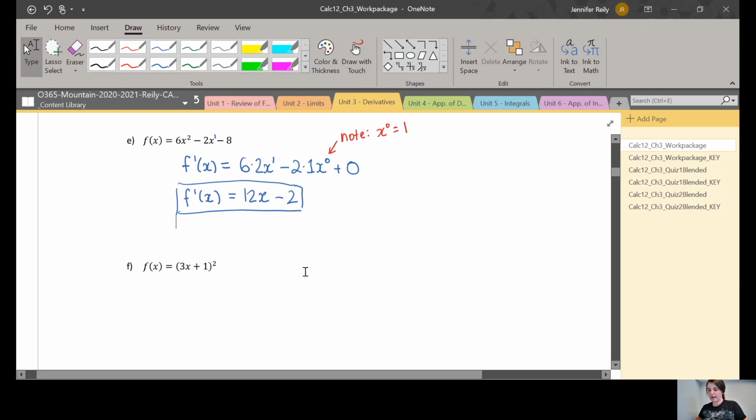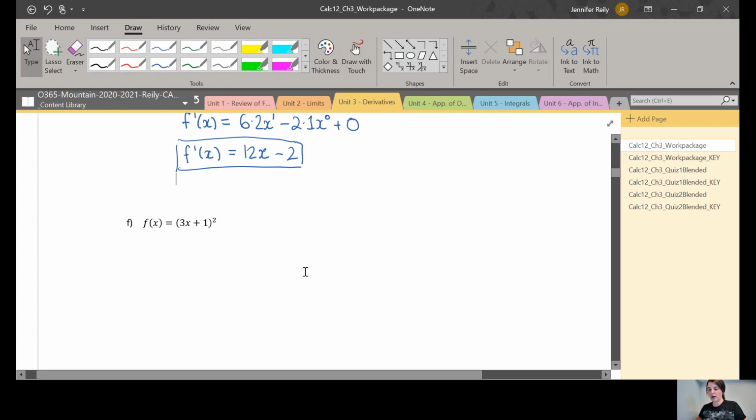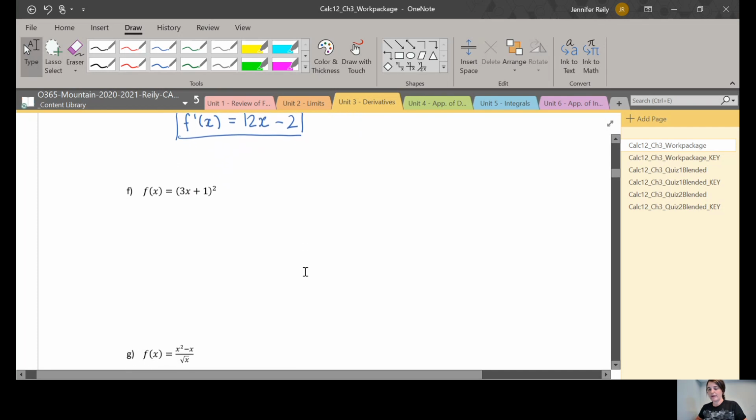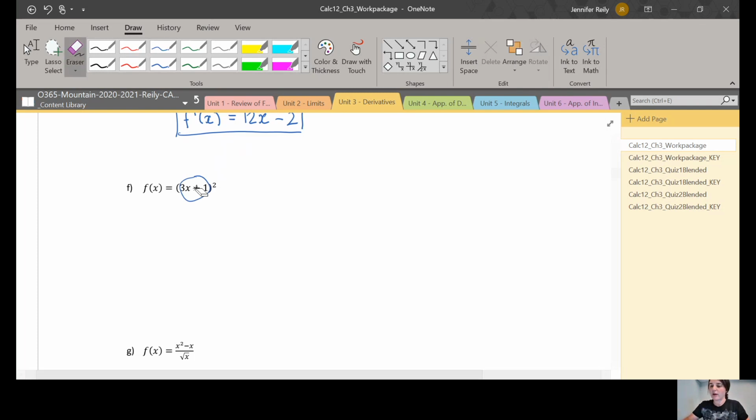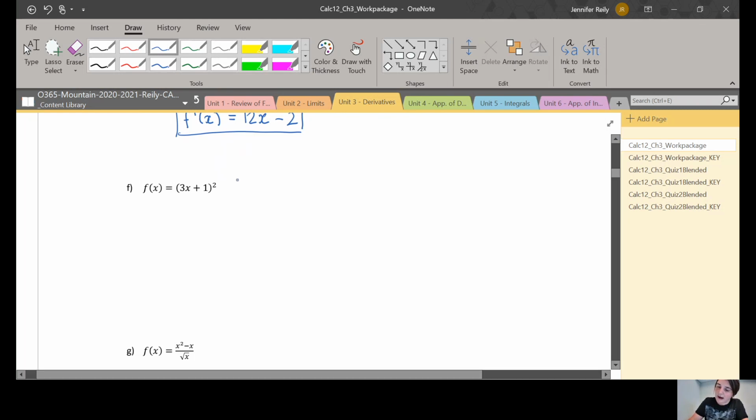Okay, next one. We have 3x plus 1 all squared. We haven't learned a rule yet for when a term in a function is being squared. We don't have a rule for that. So we are going to rewrite this in order to find the derivative. We're going to expand it out. I'm just going to rewrite it as two terms being multiplied together so you can see how I FOIL it. So we just FOIL it out.